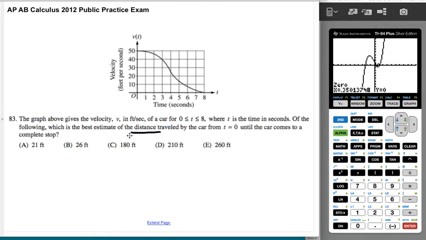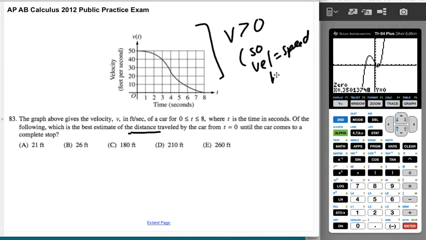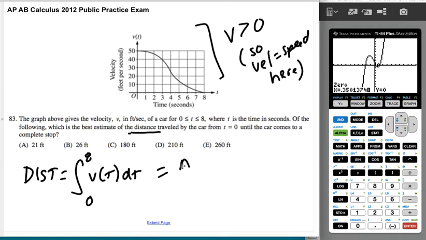So remember, you can see how the velocity is always greater than 0 here. They're all above the axis. So velocity is equal to speed in this problem, right? Because if your velocity is positive, it's the same as the speed. So the distance is basically just going to be the integral from 0 to 8 of the v of t curve, which is just the area.